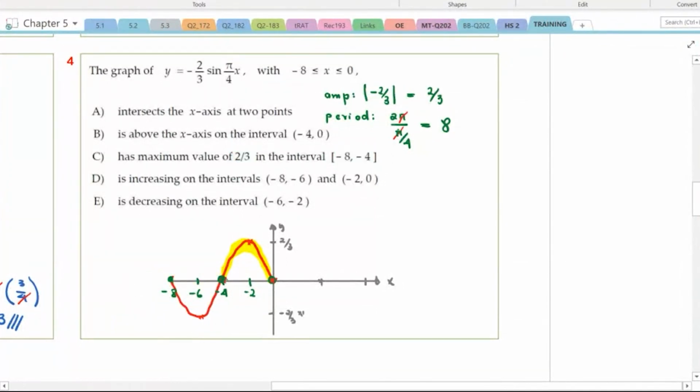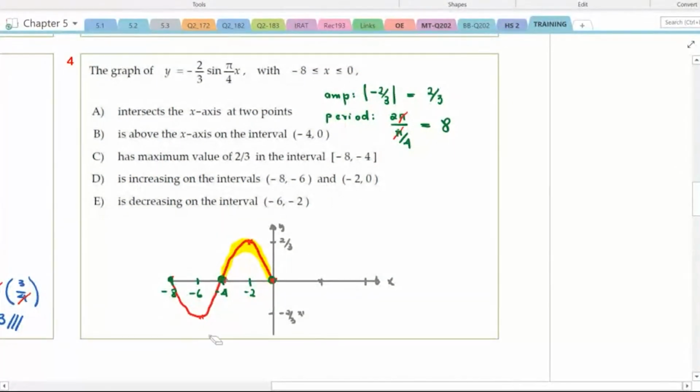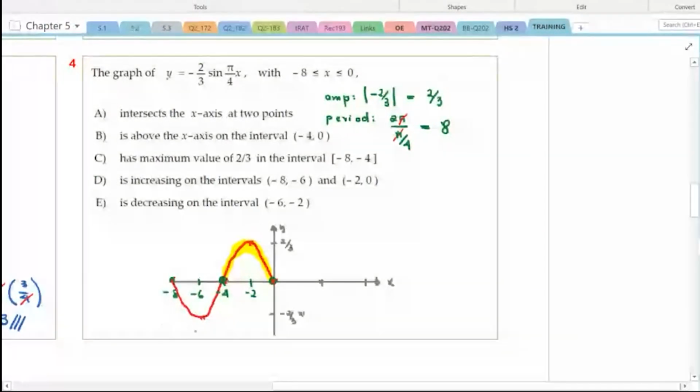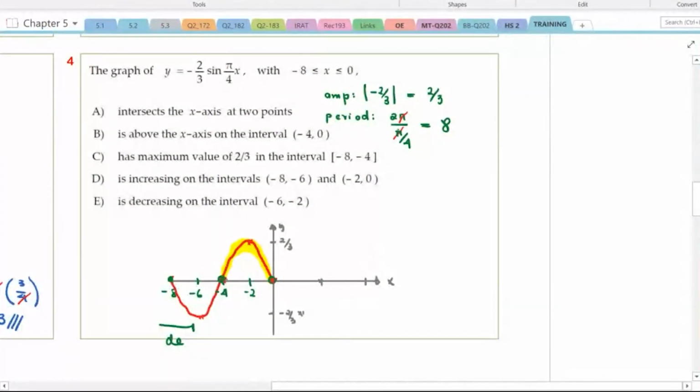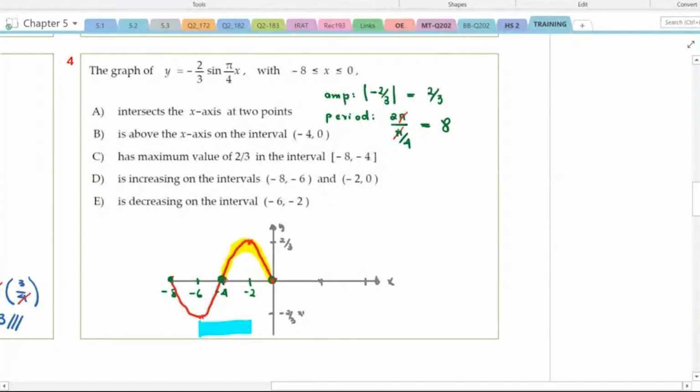Let us look at D. The graph is increasing on the interval from -8 to -6. This is actually not increasing but decreasing. -8 to -6 is going to be decreasing. And also from -2 to 0, it is also decreasing. So D is wrong. And the last one says decreasing on the interval from -6 to -2. From -6 to -2, that is actually increasing, not decreasing. So the right answer here is B.